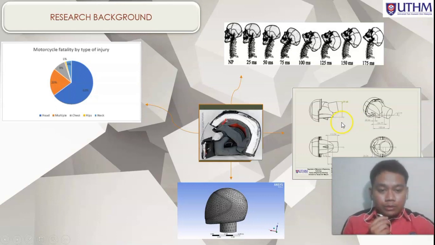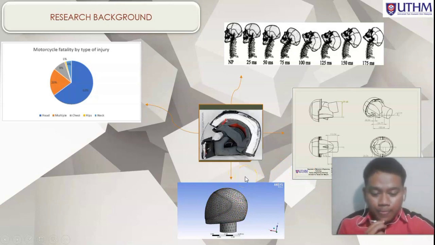Okay, and then we also, for the setup of the study, we design the helmet for the three different type of helmet, the head and also the neck, with also the dimension. Okay, and then the meshing process for the helmet in ANSYS simulation.